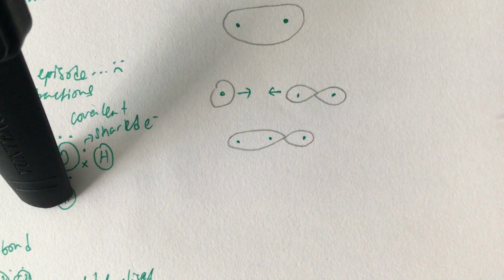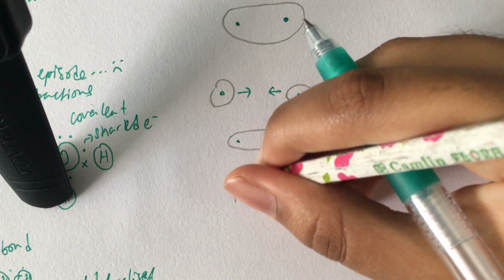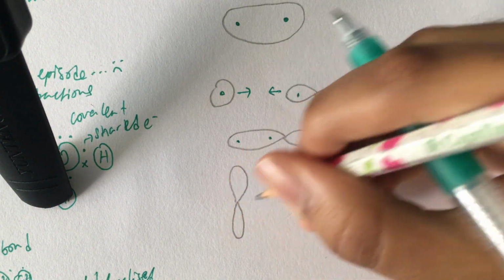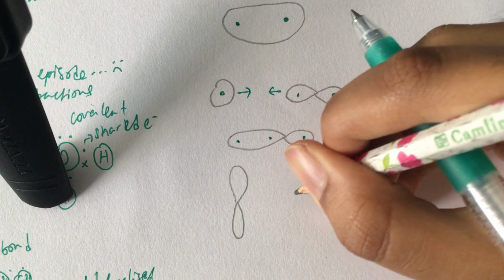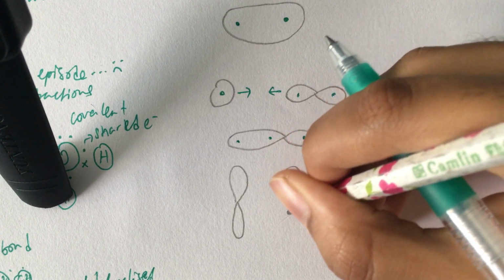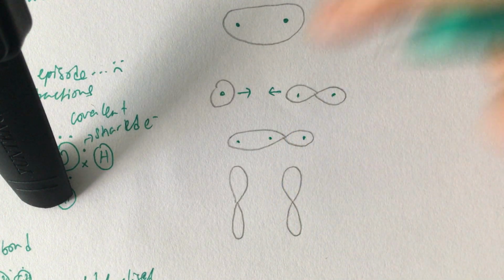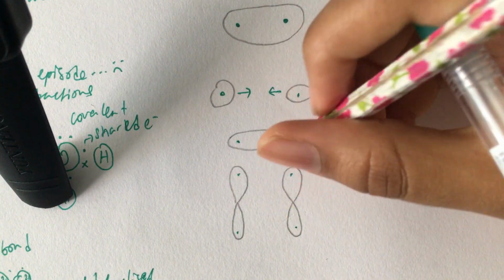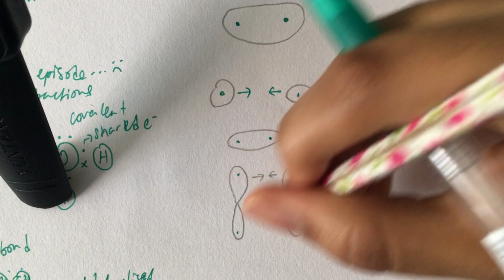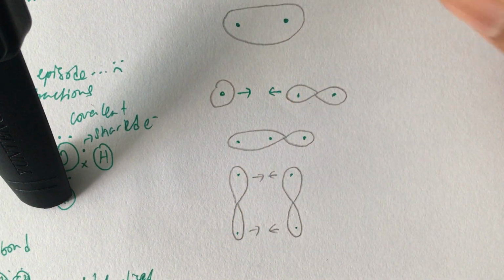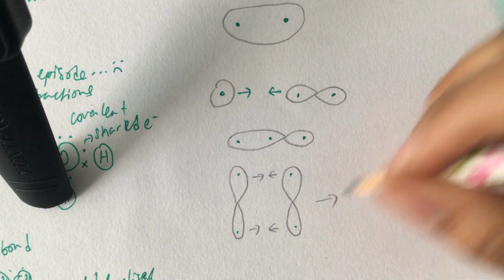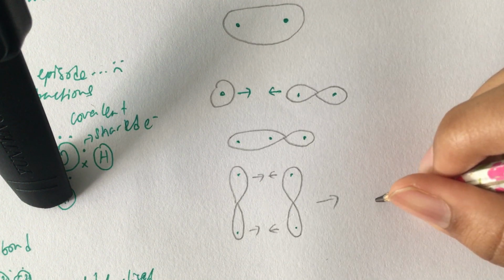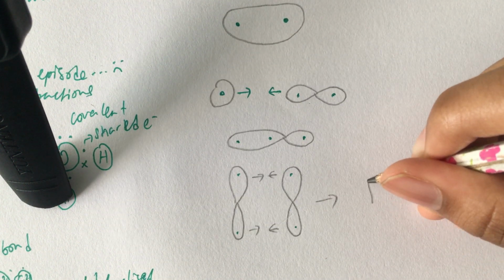And if it's the very first bond, a single bond, you would only get a sigma bond. If it's a double bond or a triple bond, you would have a sigma bond as well as one or two pi bonds, depending on whether it's a double or triple bond. So the sigma is always present, but the pi bond depends on whether it's a single, double or triple bond.